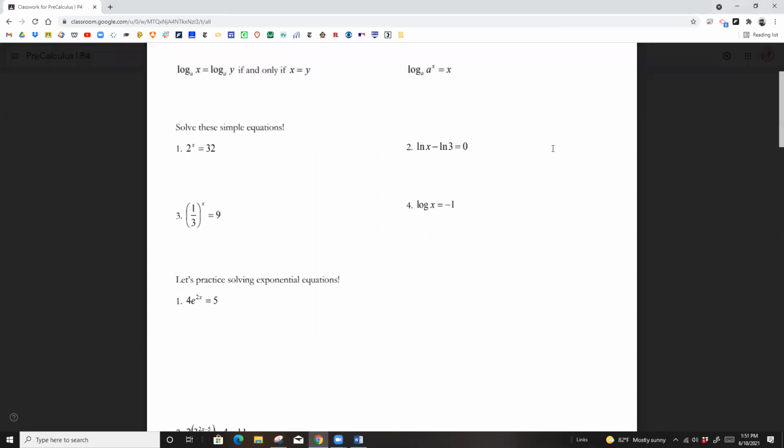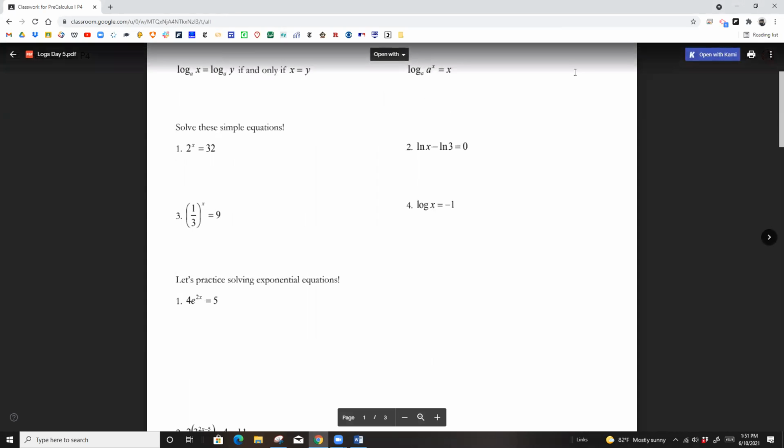So let's solve these. For number 1, you could probably just do this in your head and say, all right, x is 5. The other way to do it would be to put it into log form. Your base is 2, your answer is 32, and your exponent is x. If I were to evaluate this without a calculator, I would be thinking in my head, 2 to the what power equals 32. 2 squared is 4, 2 cubed is 8, 2 to the 4th is 16, times 2 again is 32. So x is 5.